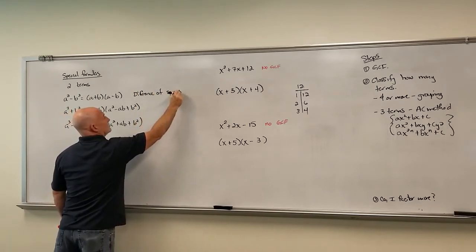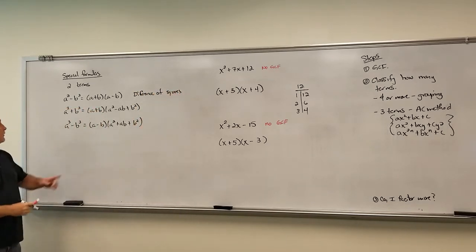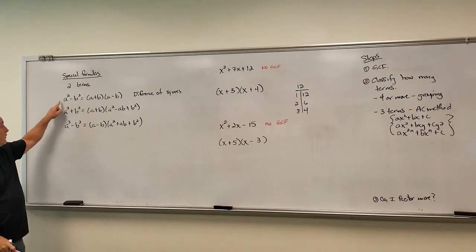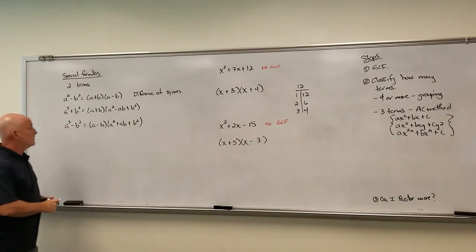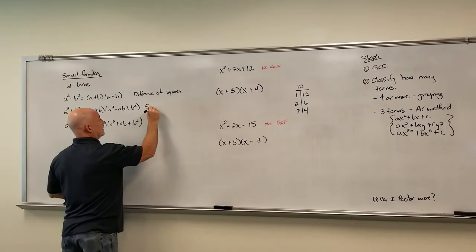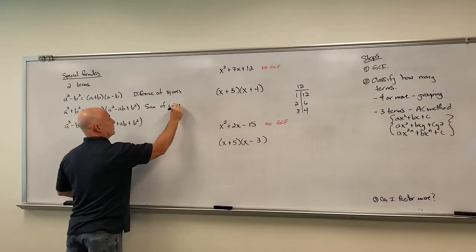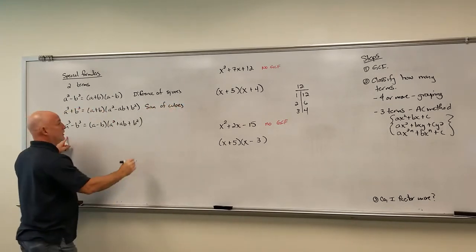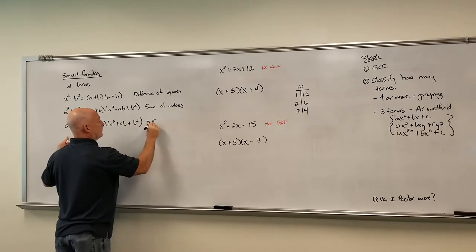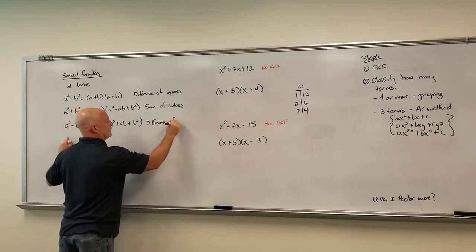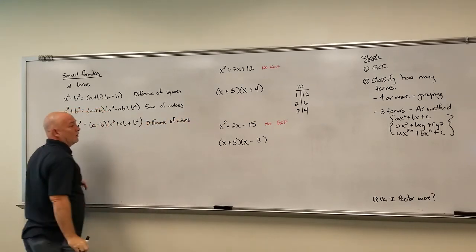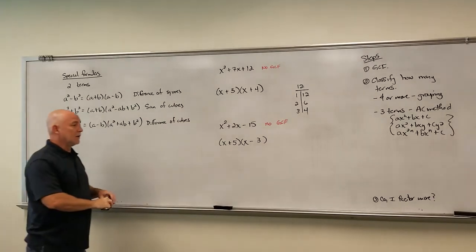Now, all 3 of these have names. The first one's called the difference of squares. Of course, minus means difference, and those 2 things are being squared. This is called the sum of cubes. And the last one here is, of course, the difference of cubes. All right, again, good news, bad news here.